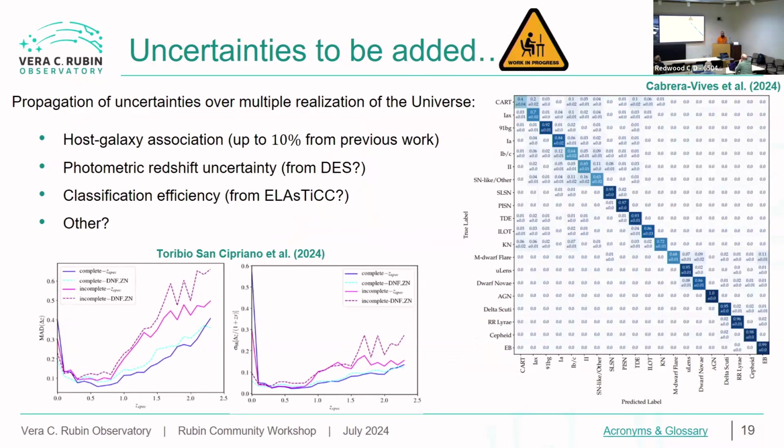And there is also the classification efficiency. An idea could be to take it from ELAsTiCC, and this is one of the recent papers analyzing ELAsTiCC simulated light curves. So I stop here, and as this is a work in progress, I'm very happy to get your feedback if you have any on how to proceed with this work. Thank you very much.